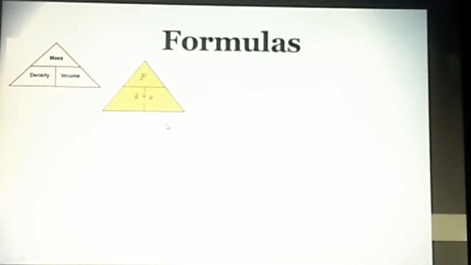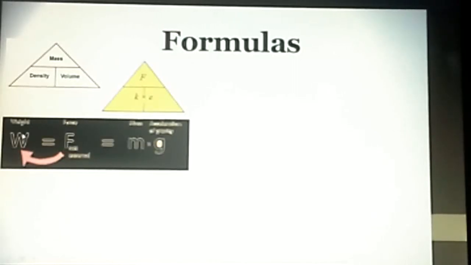Formulas. You need to know many formulas for this year, and here are the ones you need to know. The first one is mass, density and volume. To work out density you have to do mass divided by volume. All of them are the triangles as I've explained before. Then this is force divided by E is equal to K. K is the constant of a spring and E is the extension.